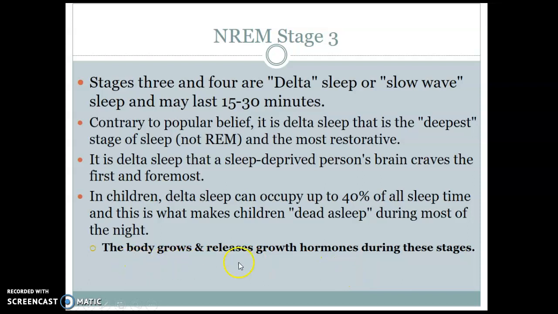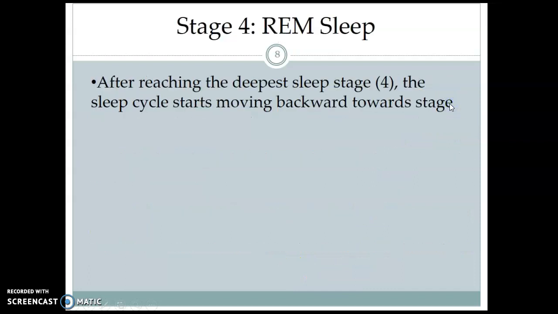And this is where the body starts to grow, repair the cells, and release those growth hormones. So people who are shorter, if they come from taller parents or their family's tall, one of the reasons they're probably shorter is because they didn't get a lot of deep sleep as a child. They didn't sleep a lot. Their sleep was always broken. So the body had less time to release those growth hormones.